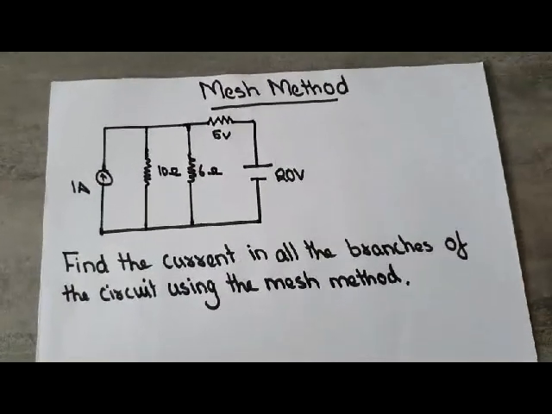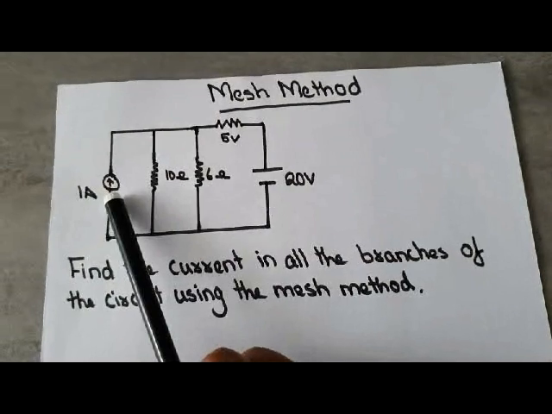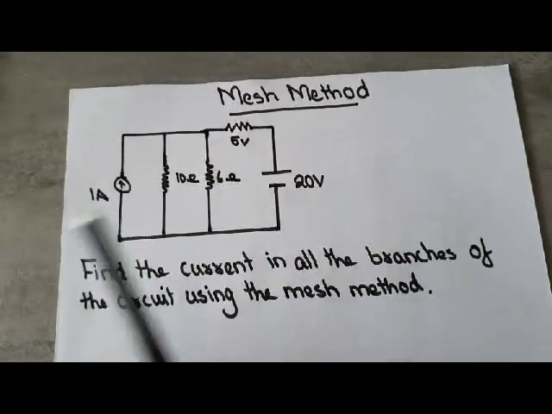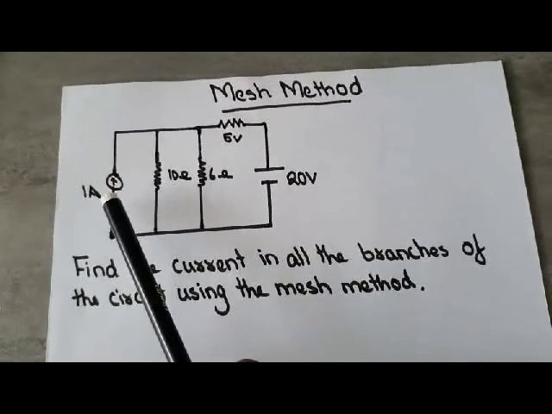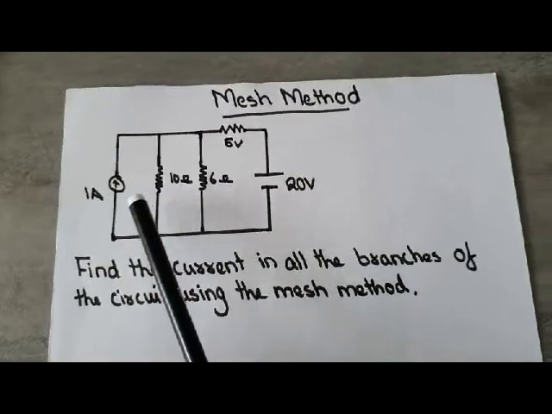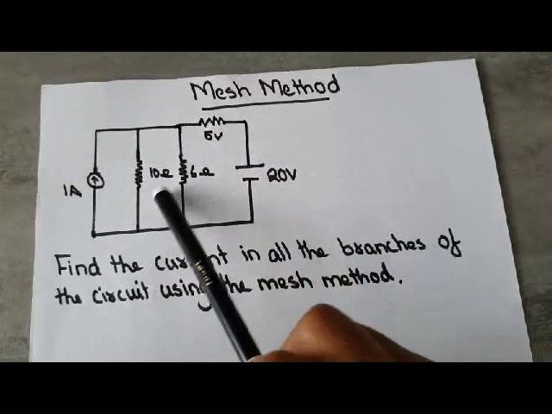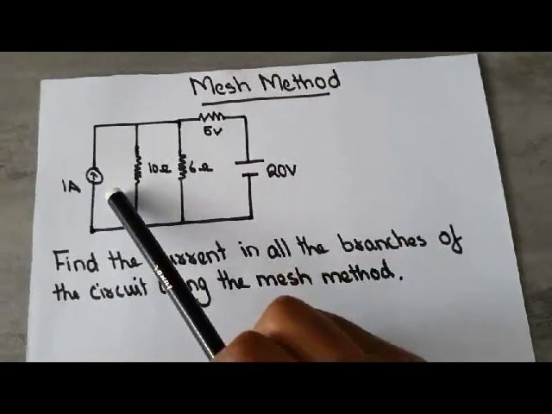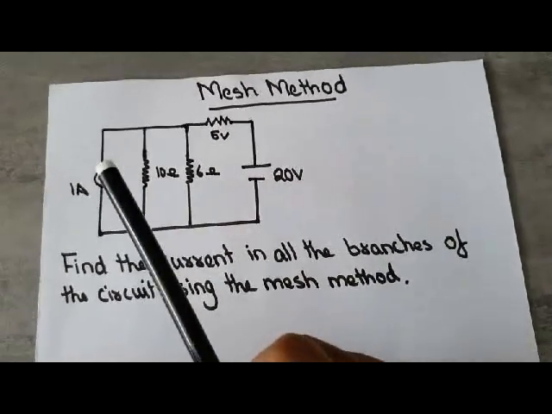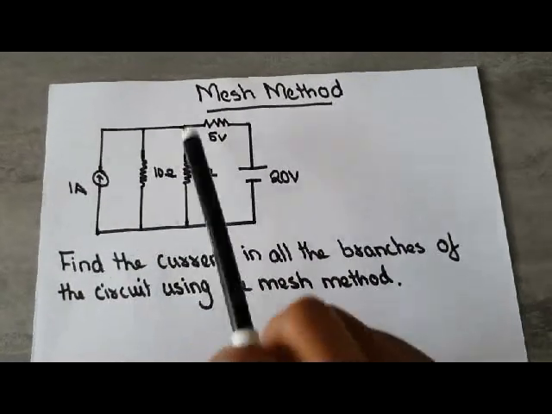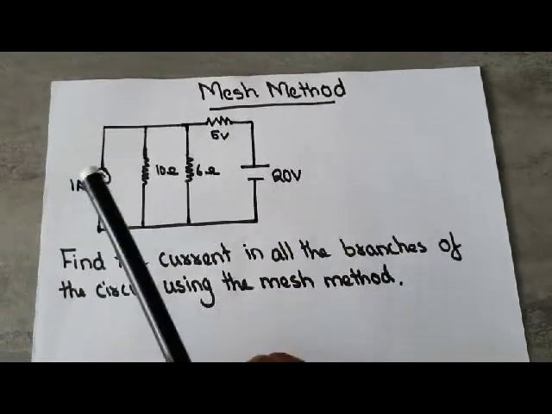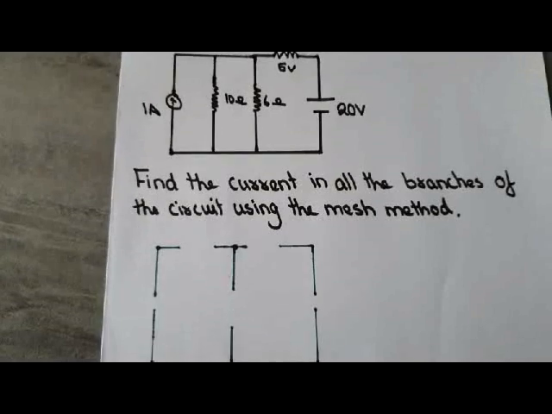To begin with, first we need to convert this current source to a voltage source. As we have already discussed, to convert a current source to a voltage source, it should have a parallel resistance connected to it, and we have a parallel resistance here. It's a 10 ohm resistor. So let's convert this circuit with a voltage source.